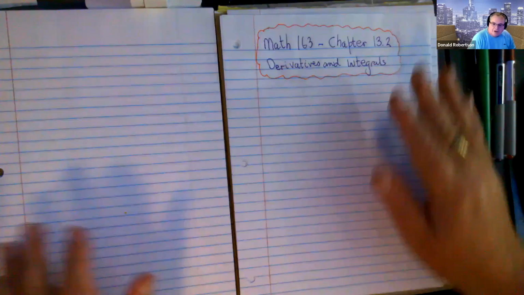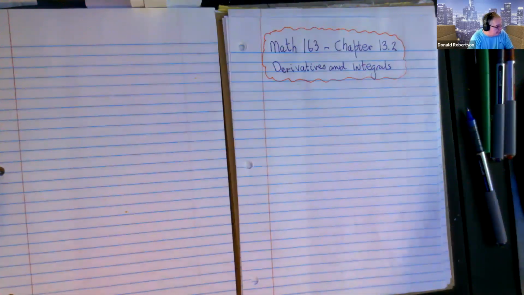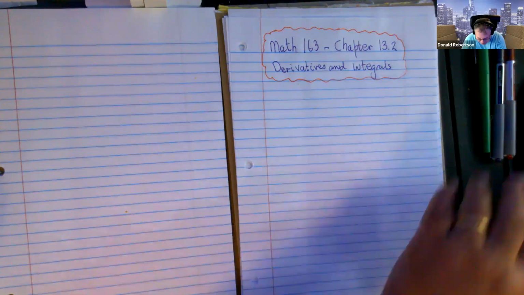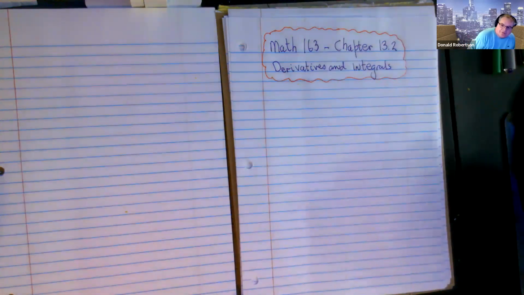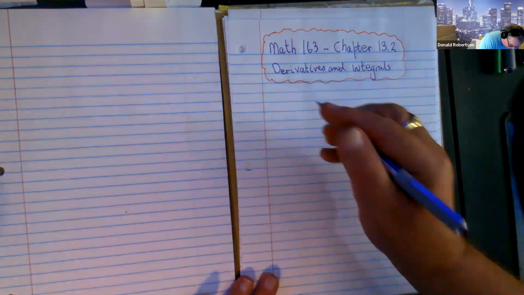Looks weird. Okay, our goal today is to do section 13.2, and we're essentially going to be finding how you get the derivative of a vector function at a space curve. So let's jump right in.